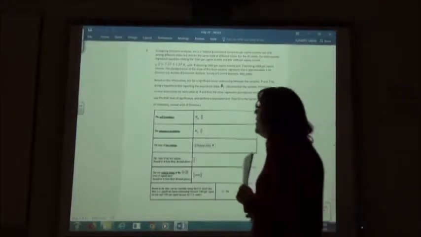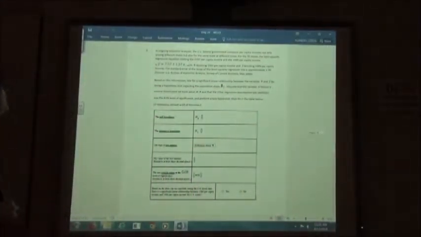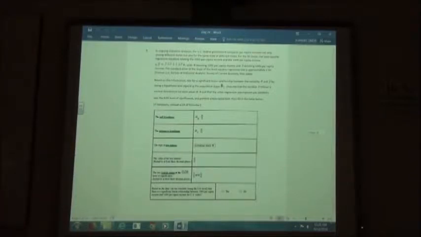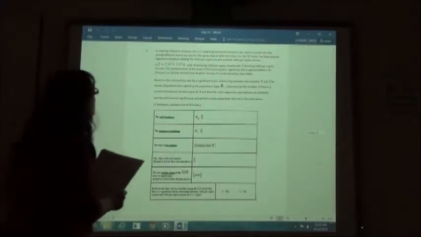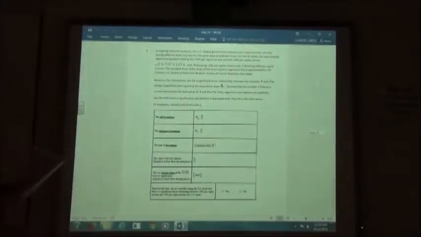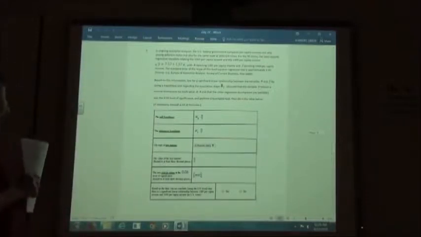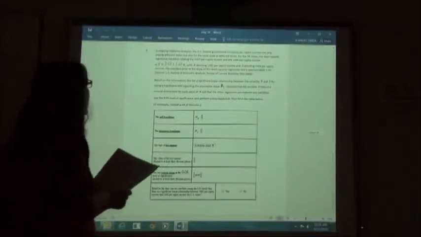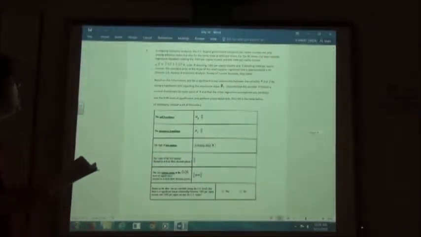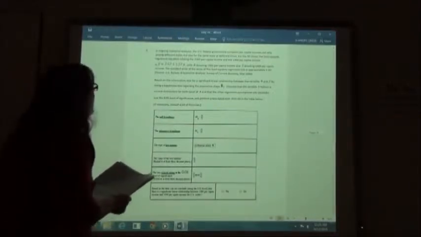Number 8 then. In an ongoing economics analysis, the U.S. federal government compares per capita incomes not only among different states, but also for the same state at different times. For the 50 states, the least squares regression equation relating the 1980 per capita income and the 1999 per capita income is y hat equals 7.97 plus 1.97x, with x denoting the 1980 per capita income and y denoting the 1999 per capita income. The standard error of the slope of this least squares regression line is approximately 1.10.